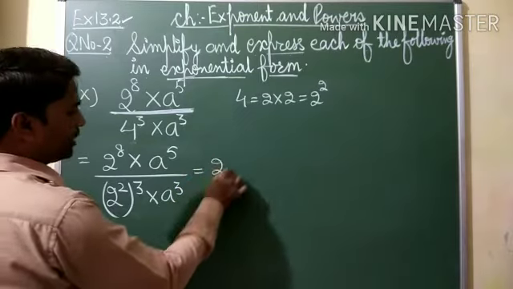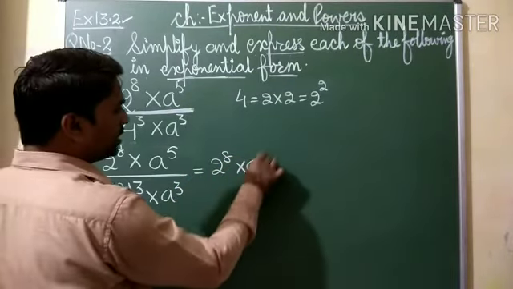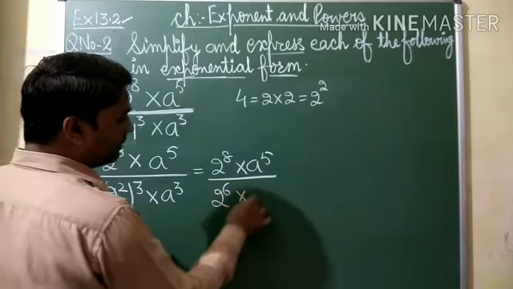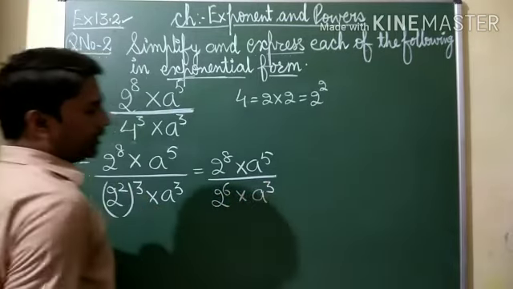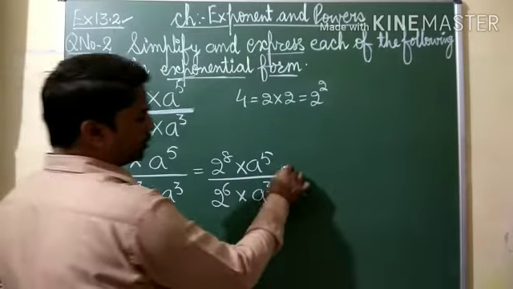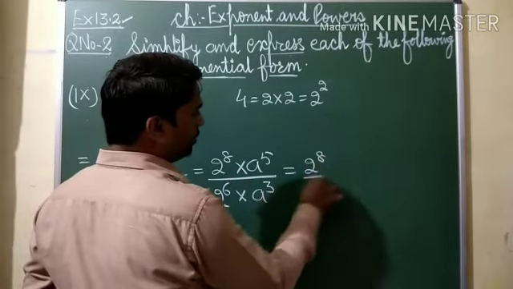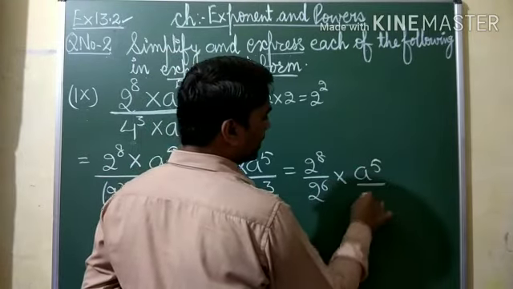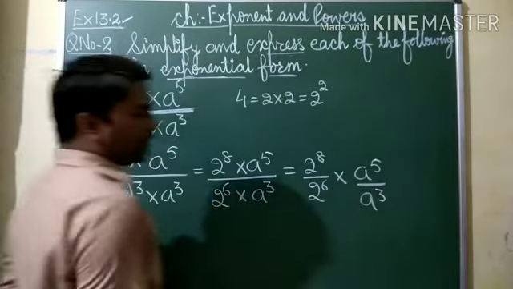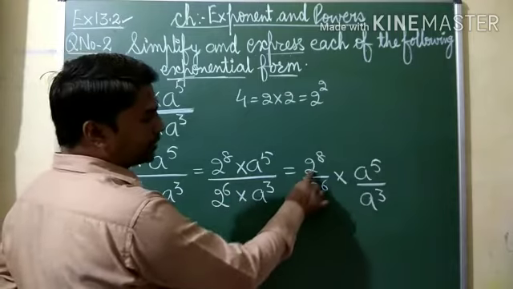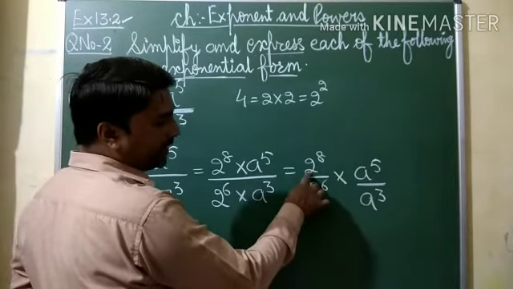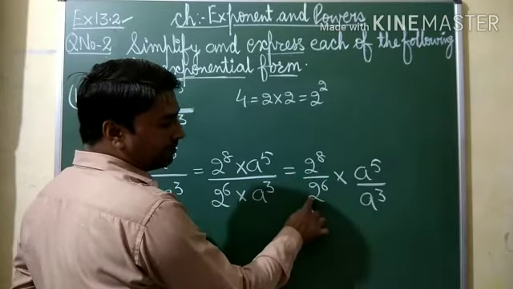So we get 2 raised to 8 multiplied by a raised to 5 over 2 raised to 6 multiplied by a raised to 3. Now this expression can also be written as 2 raised to 8 over 2 raised to 6 multiplied by a raised to 5 over a raised to 3. Now here we can see that 2 raised to 8 over 2 raised to 6 is the case of dividing powers with the same base.